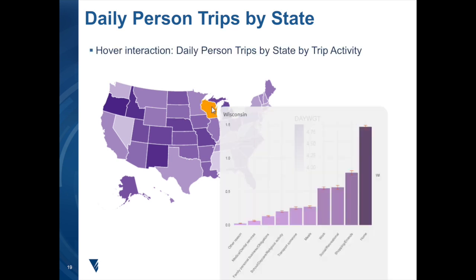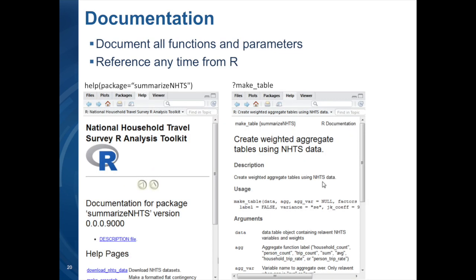And one thing, we went a step farther and we're like, well, we've wrapped this up so much, let's allow the make map function to accept a second table. And let's allow the user to not only see daily person trips by state at the national level, but hover over the state and specify with one of those other tables I've provided, in this case, trip activity. So this is a fun one to play around with. I'm looking forward to using it more.